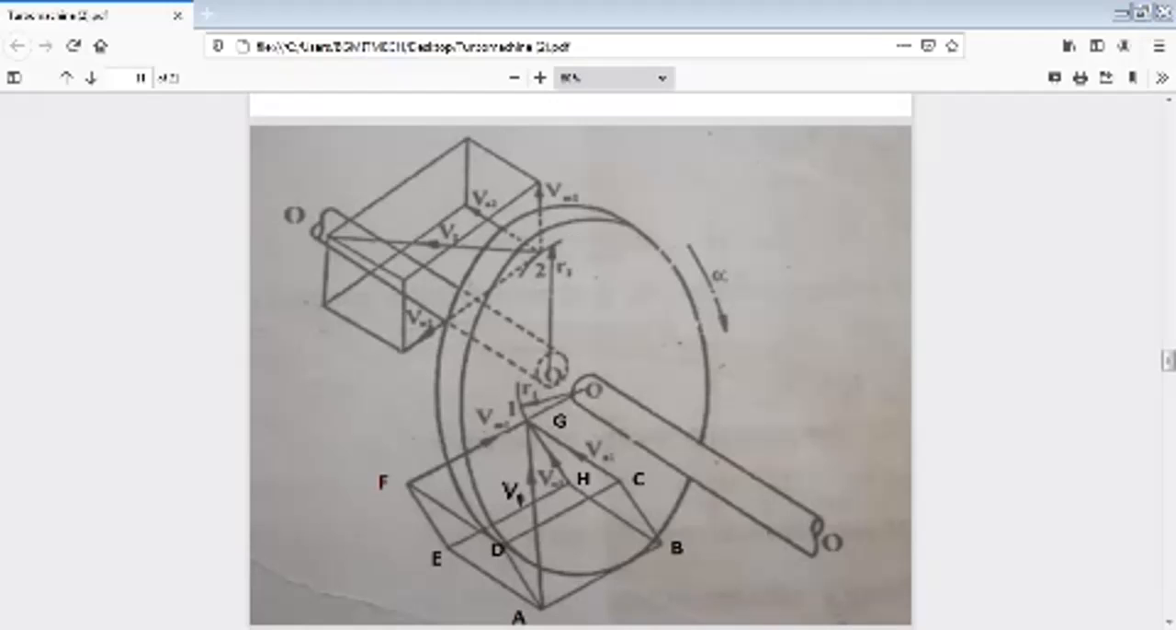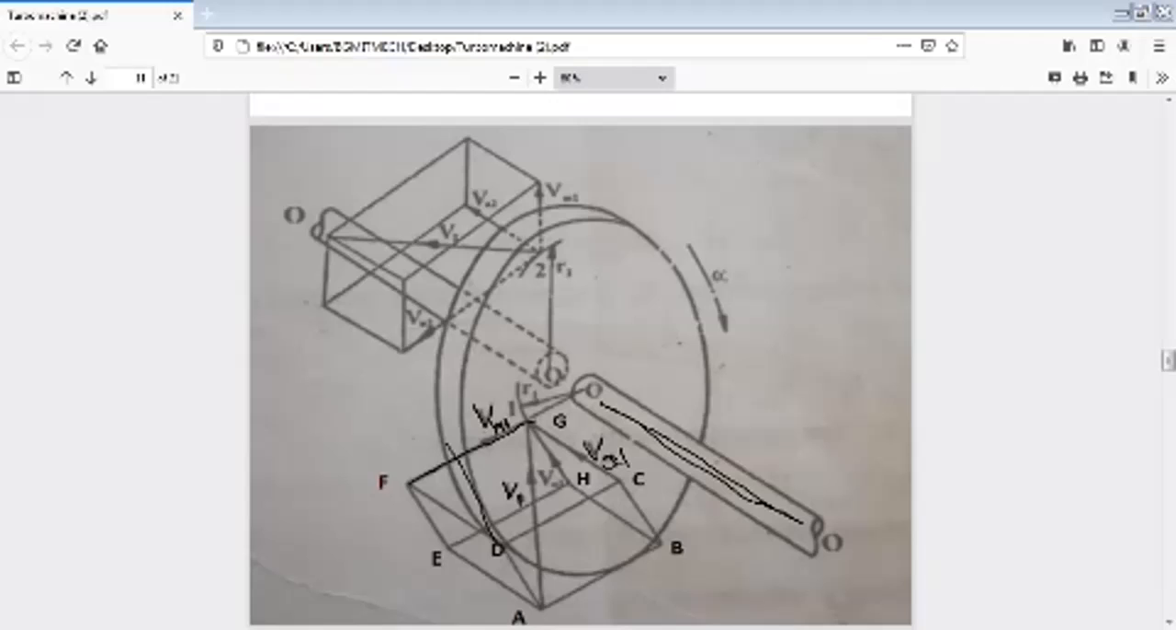V1 is entering from A to G, and it has the axial component along the axis. This is the axis, and along the axis that will be VA1. And along the radial direction, this is the radius, this is the radial direction, the velocity component is Vm1, that is Vm1 along the radius.